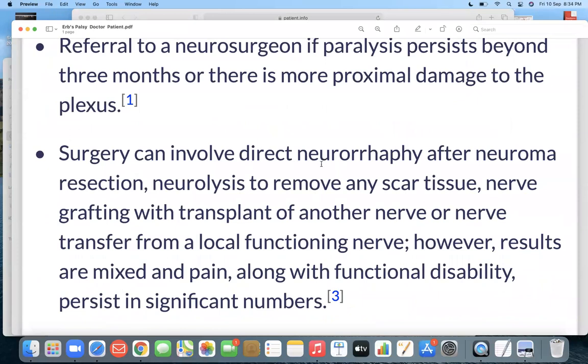Surgery can involve direct neurorrhaphy after neuroma resection, neurolysis to remove any scar tissue, nerve grafting with transplant to another nerve, and nerve transfer to a local functioning nerve. However, results are mixed, and pain along with functional disability persists in significant numbers. This is what I'm telling. They may do some surgeries. I don't know, should we remember these names or not? After surgeries, there can still be functional disability and persistence of some signs.